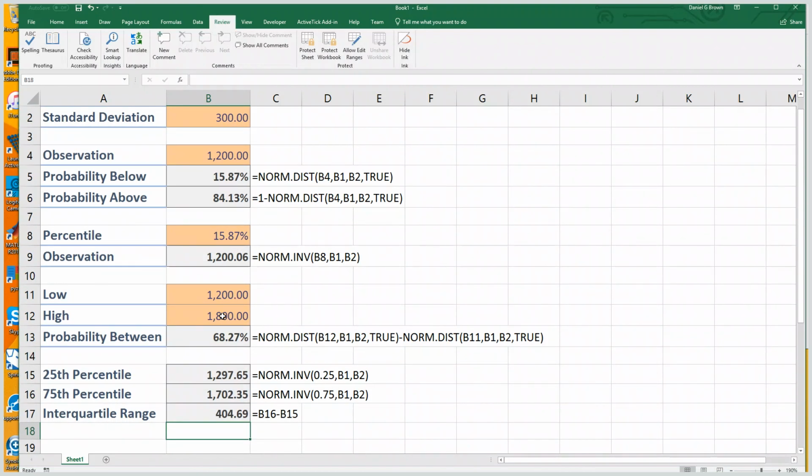So hopefully that helps understand what the functions are for manipulating the normal distribution. We've got norm.dist, which takes an observation and turns that into a probability or a percentile. And we've got norm.inv, which takes a percentile and turns that into an observation.